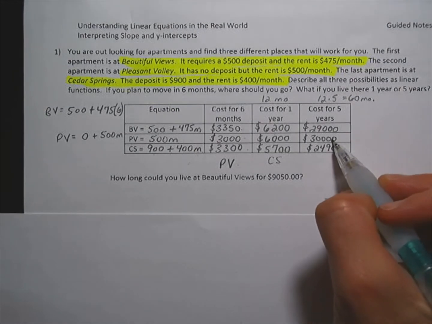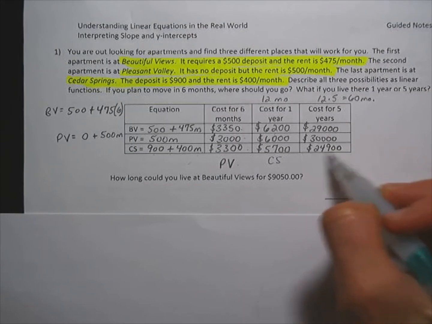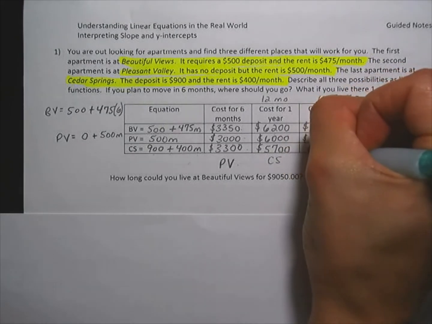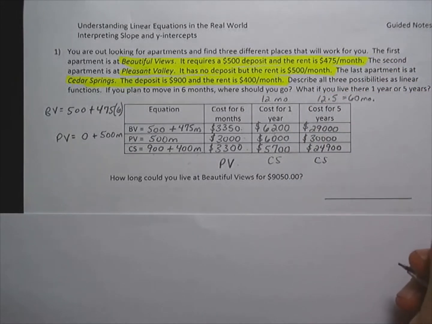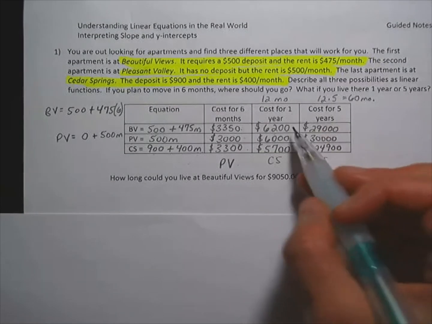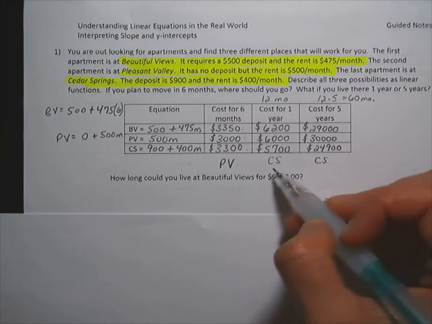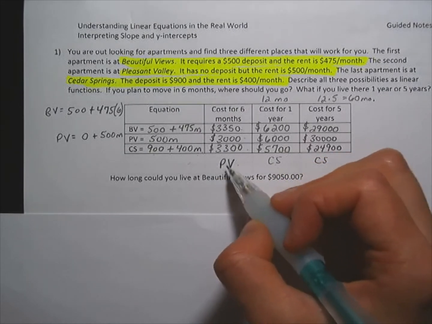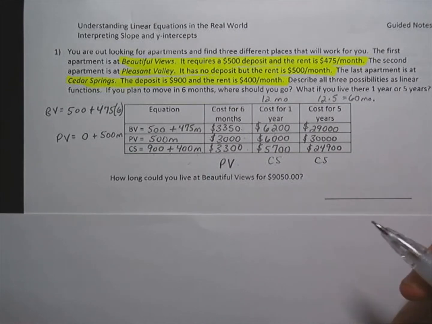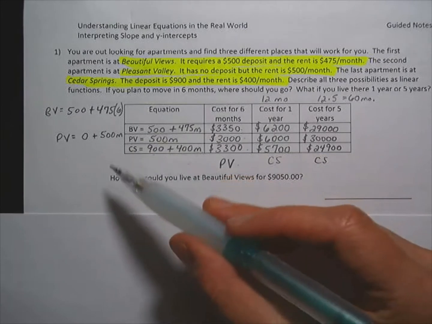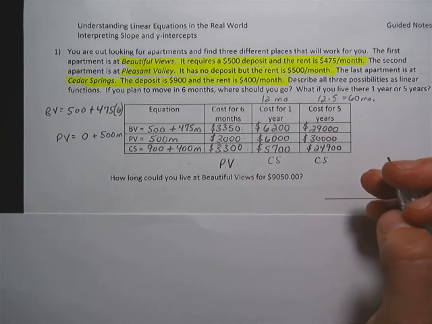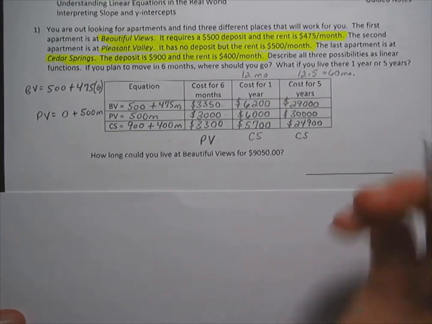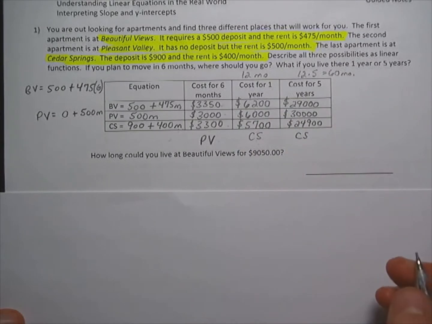So if I lived there for 5 years, which one would be the best value? Well, which one's the cheapest? This one right here is the cheapest. So if I lived there for 5 years, Cedar Springs would still be the cheapest, or the best value. So if you live there for a year or 5 years, you would want to stay at Cedar Springs. If you live there just for a short amount of time, it looks like Pleasant Valley would be the cheapest. So that's how you can use linear equations to find a good value for your money. That's often the case: you can look at the equation to find good values of things.